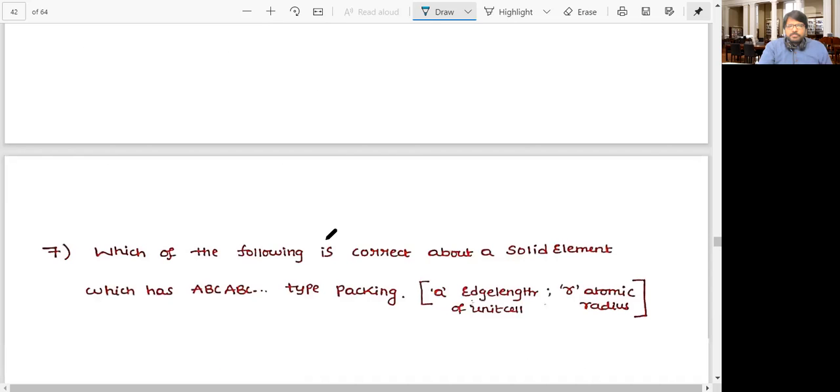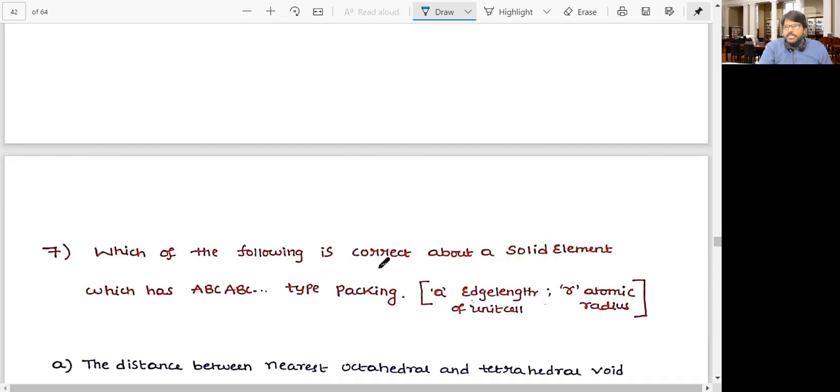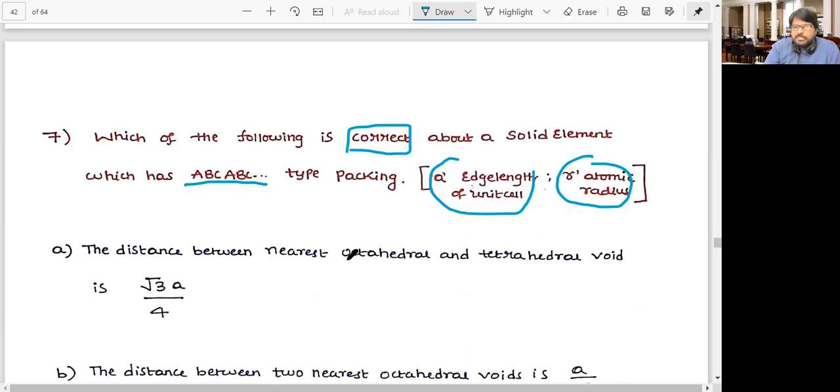And the next one, which of the following is correct? Which of the following is correct about a solid element which has ABC type of packing? A is the edge length of the unit cell and R is the radius. He has given some options and he's saying which option is correct. Distance between the nearest octahedral and tetrahedral void is root 3a by 4. We'll calculate it. We have to check.